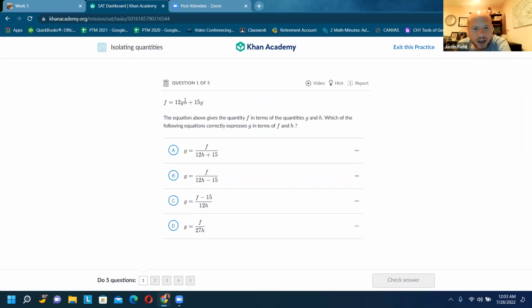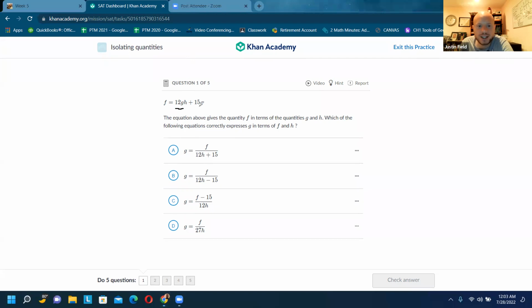Isolating quantities. Let's do, ooh, what a good assignment. We want to take and isolate one of the variables, solve for a variable. So important. So the equation, which of the following equations correctly expresses G in terms of? So that means G, okay, as we can see, G is on that side.